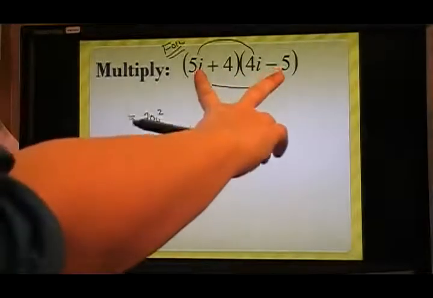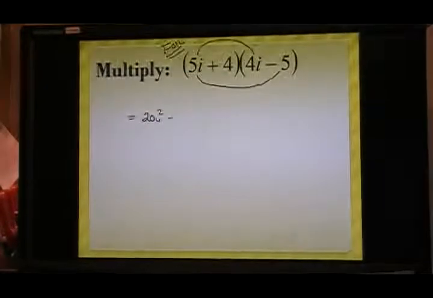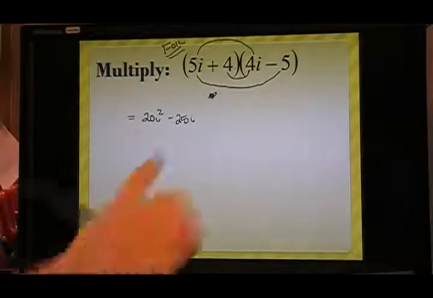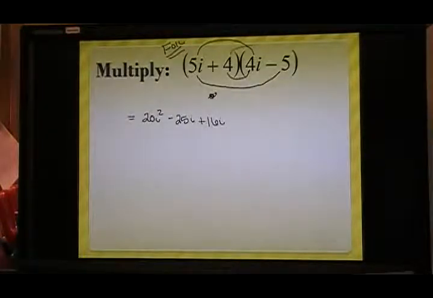Outer times outer, 5i times negative 5, is negative 25i. We've got minus 25i. Inner times inner, positive 4 times 4i is 16i, so plus 16i. And then last times last is minus 20.